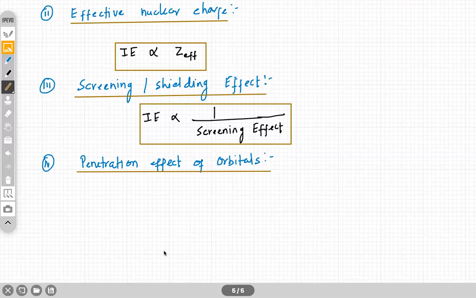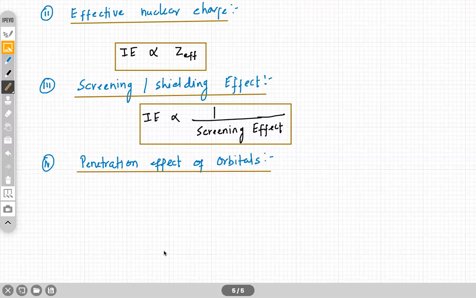Okay, let's continue. Penetration effect. Write down. You wrote the first line, no? The ionization enthalpy increases as the penetration effect of electrons in different orbitals increases. Okay, again I'm repeating this.